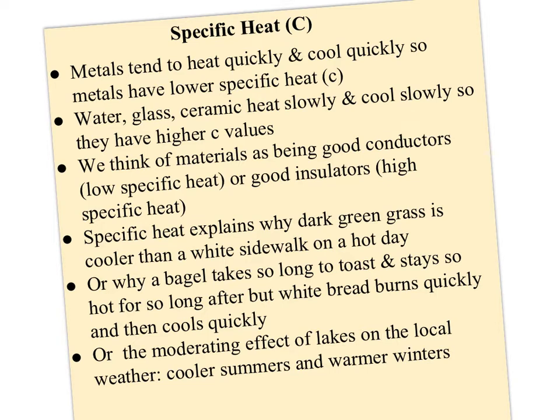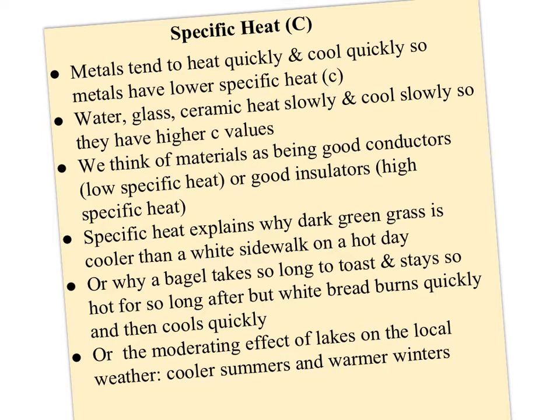But we usually think of materials as being good conductors or good insulators. What we're really thinking of is that good conductors are good conductors because they have low specific heat values. And good insulators are good insulators because they have high specific heat values. So high and low specific heat is really about how well it heats up and cools down. That would be a good conductor or low specific heat. Or how well it holds heat, which would be high specific heat.